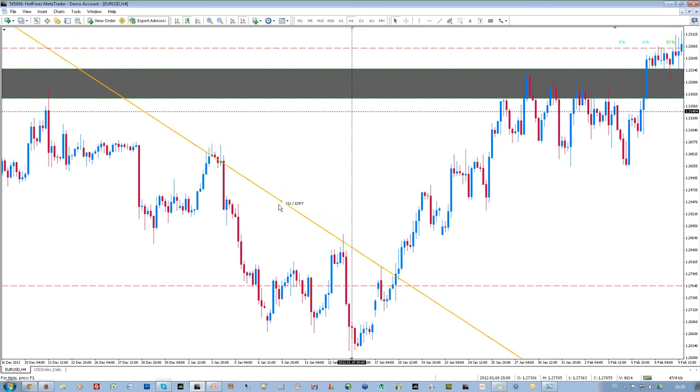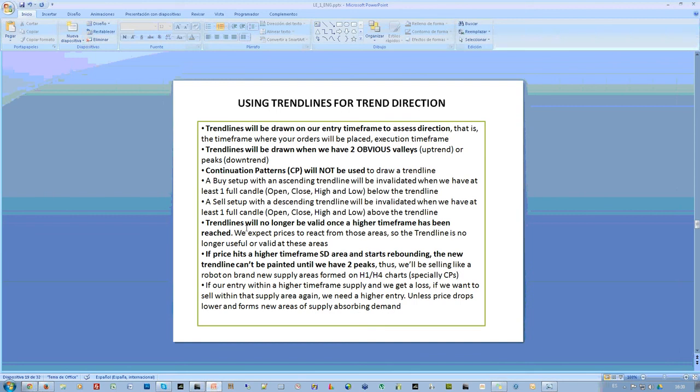And now, okay, you can see here, this is one of the rules on the PowerPoint. If price hits a higher time frame supply and demand area and it starts rebounding, when it just hits, the new trend line can't be painted until we have 2 peaks. And also, trend lines will no longer be valid once a higher time frame has been reached. A higher time frame is the daily, weekly, and monthly chart. We expect prices to react from those areas, so the trend line is no longer useful or valid again. This was the trend line.